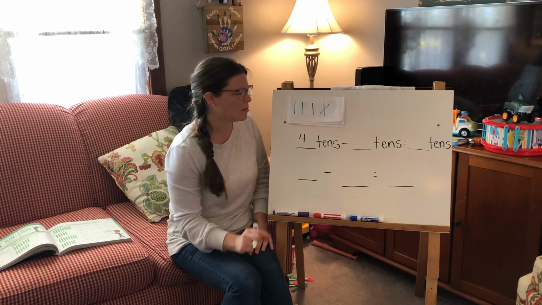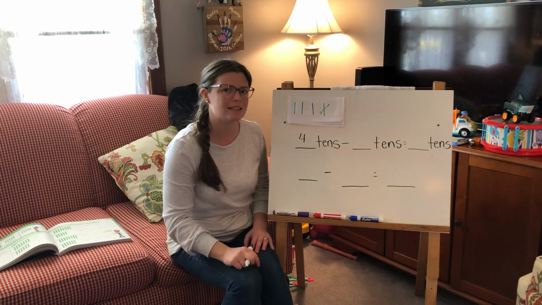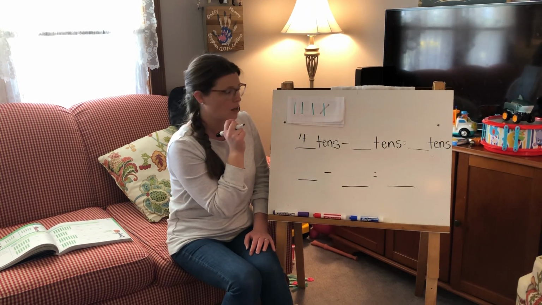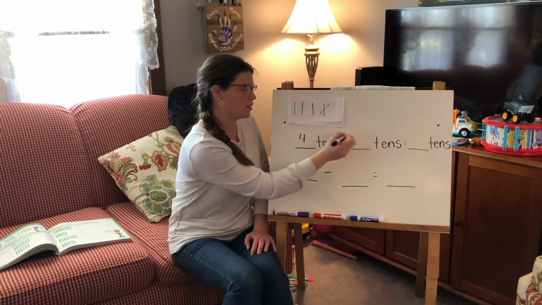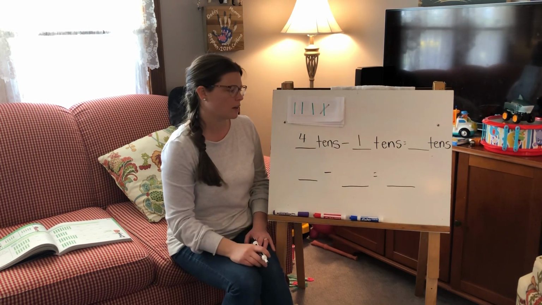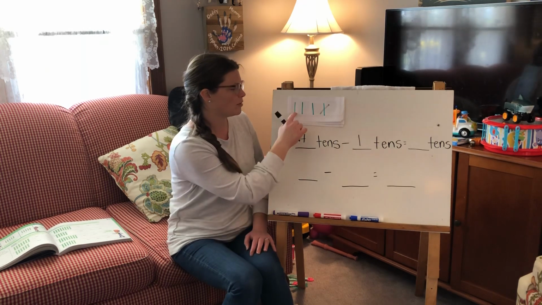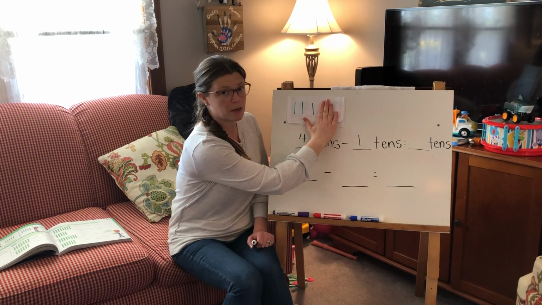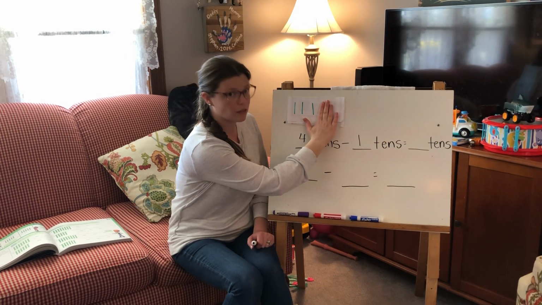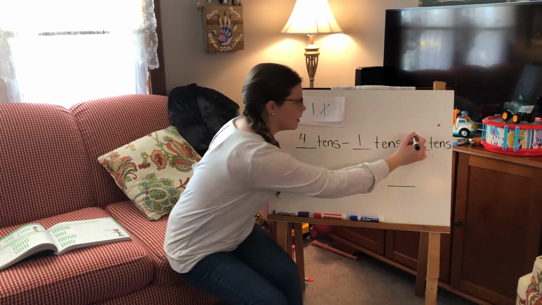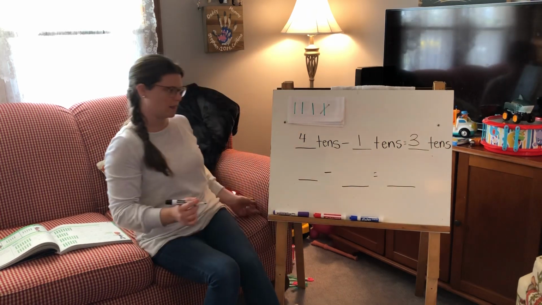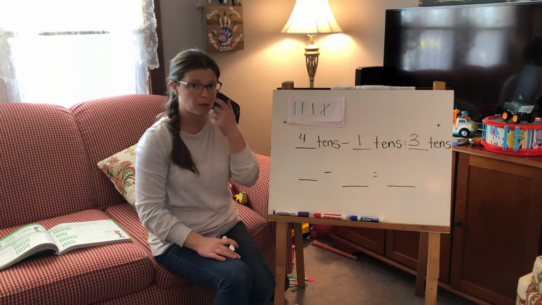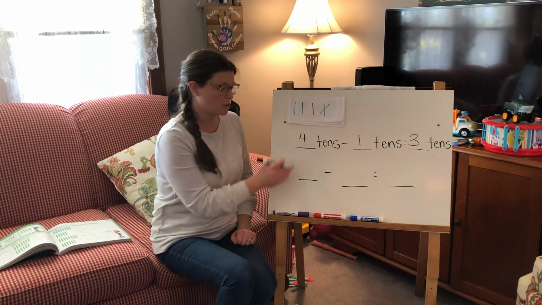Now, it says minus, how many did they take away? So how many are crossed off? There's 1 that's crossed off. So I'll write 1. Well, 4 minus that 1 equals, how many do we have left over? 3. So we'll put a 3 right there. And now they want us to do it using the real numbers. So on your workbook pages today, you'll be doing both.